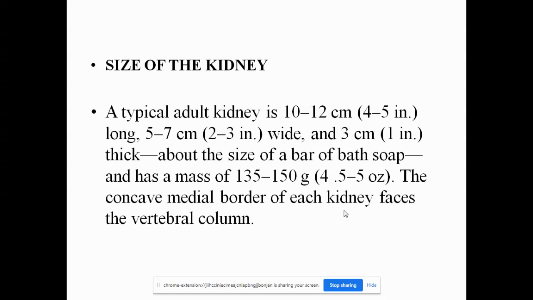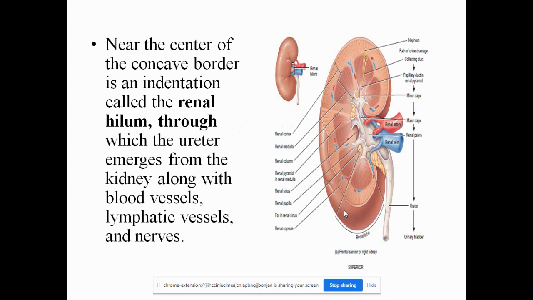And it has a weight of 135 to 150 grams. So the concave medial border of each kidney faces the vertebral column, which is called the hilum, through which the ureter, renal artery, and the renal vein come out. You can see from this picture, that is the renal hilum.